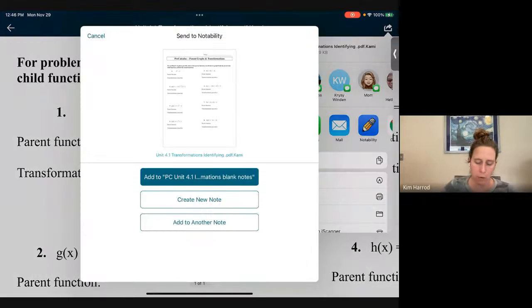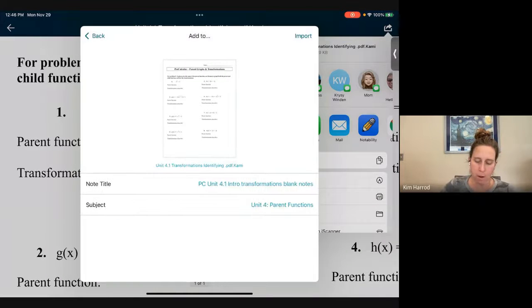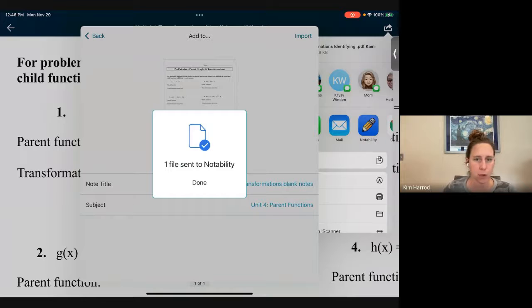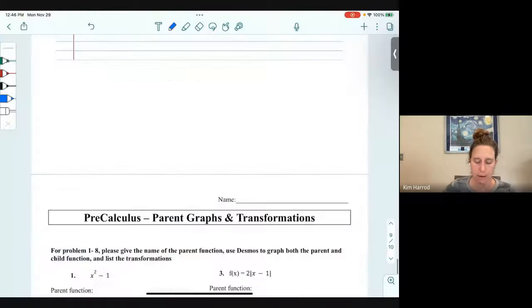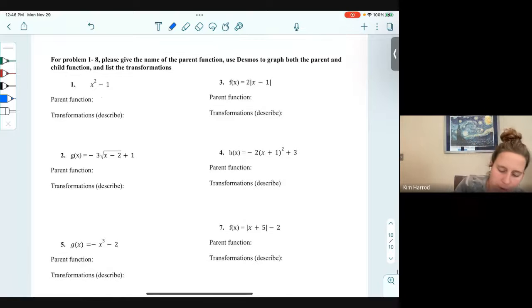So whether you've got it memorized or you're just referring constantly back to your notes, either one is totally fine. But our parent function is x squared. This is happening outside of the x squared because it's not getting squared itself. So that's going to show up as down 1.